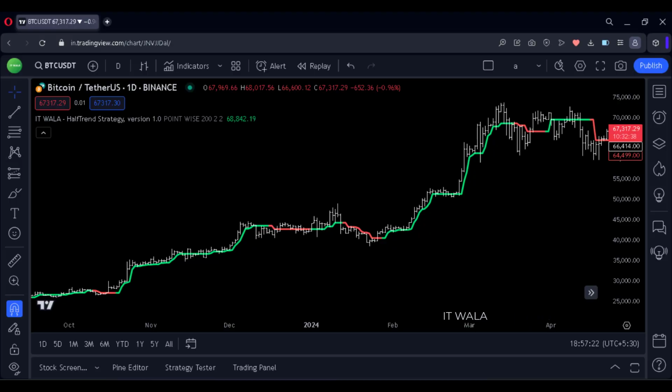This is what the Half Trend indicator looks like. It just has a green and red line that goes around the price on the chart. It reminds me of Super Trend a little. Okay. Now let's see the strategy.